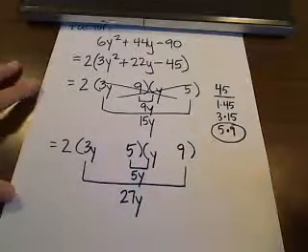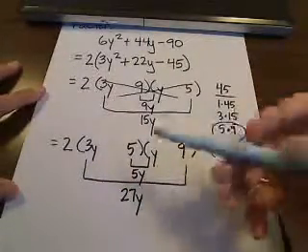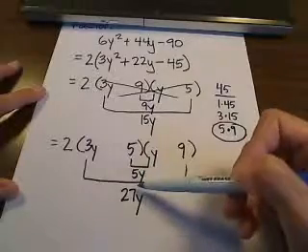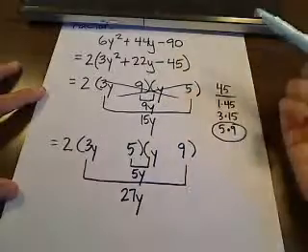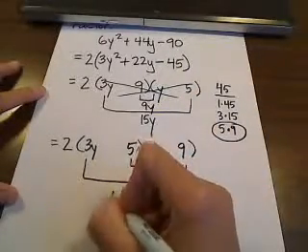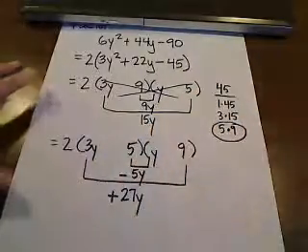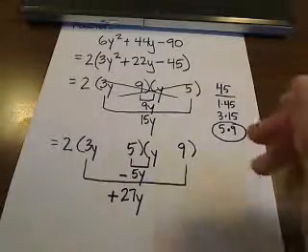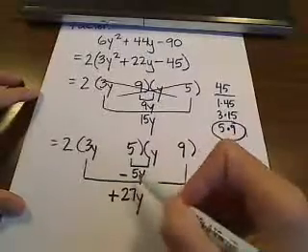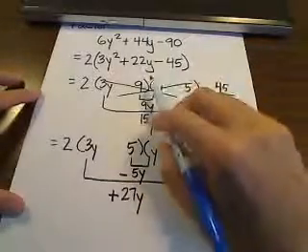If I do the inside, I get 5y. Okay, and then again, I'm asking myself, can I combine the signs of these two numbers in any way so that I can get a positive 22? And the answer is yes. If I made my 27 positive and my 5 negative, that would give me a positive 22.